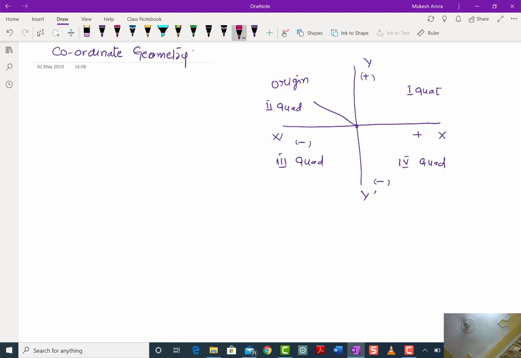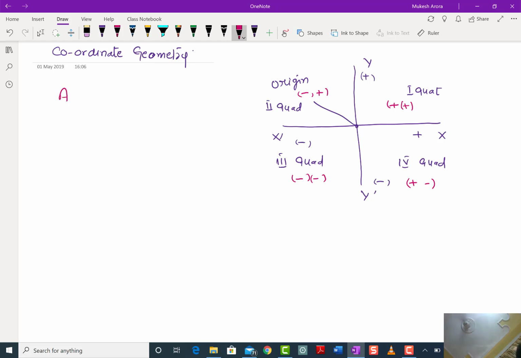In the first quadrant, x and y both are positive. Second quadrant, x is negative, y is positive. Third quadrant, both are negative. And fourth quadrant, x is positive and y is negative. Right?